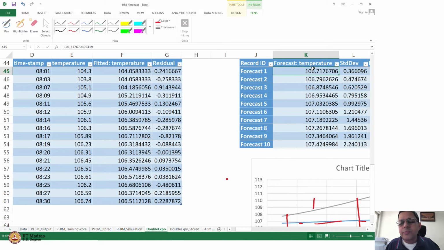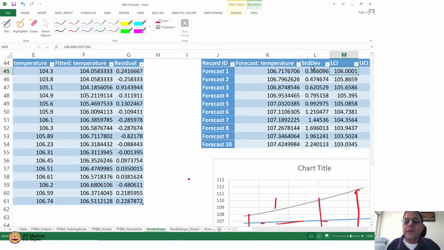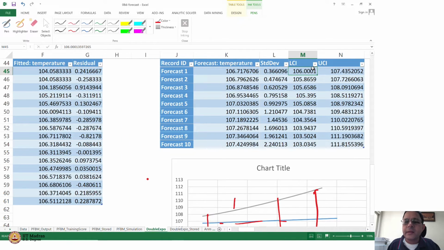Now, as long as it almost matches the forecast, I'm okay. I will also be okay if the recorded temperature is in this range, 106 to 107.43. If the fourth actual value after the 17 data points is between 105 and 108, I will be okay. I will write my PLC code, my programmable logic controller code, in such a way that it should monitor the temperature, and as long as the temperature is in the range predicted by the double exponential smoothing model, I will not take any action.